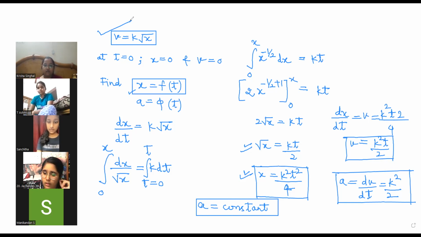Understood my point? Why am I asking you this? Because this seems to be a variable acceleration case. This seems to be, but it is not. We have already found it mathematically. Understood or not? So whenever you have a question like this, where you are not very sure mathematically, then please do the entire process.